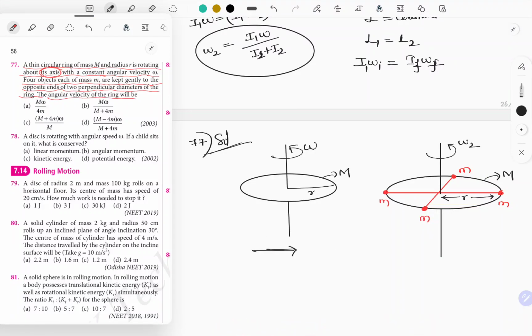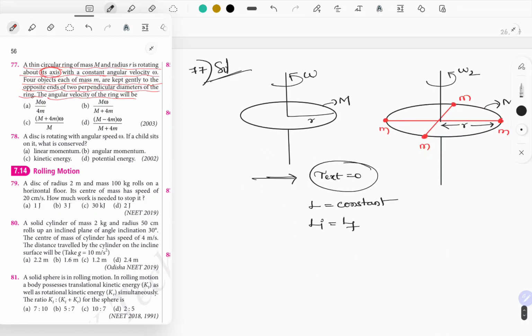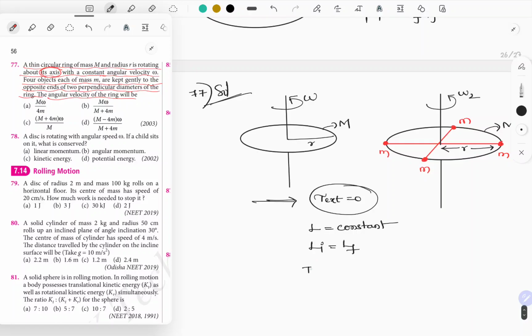Again same. External torque acting on the system is equal to 0. These masses are placed gently, so angular momentum is constant. Initial angular momentum is equal to final angular momentum. Initial angular momentum is I1 omega 1. Final angular momentum is I2 omega 2. So here, I1 is equal to M r square. They said it is a ring, right? Okay, that is the reason it is M r square.